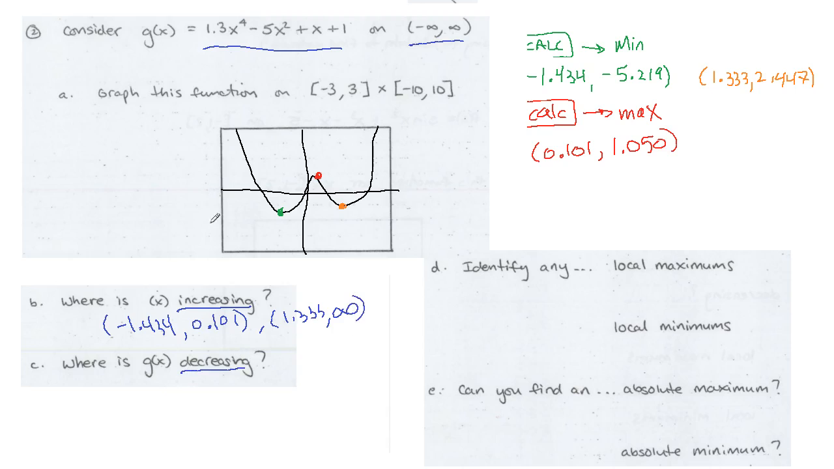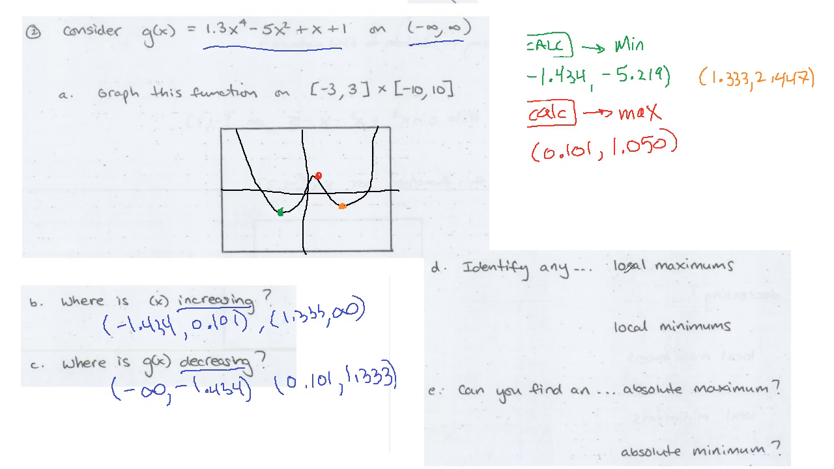The decreasing intervals, there's two of them. The function decreases from here to here, and the function decreases from here to here. To describe this region, that's happening from x being negative infinity to the x value of this green point, negative 1.434. The function decreases again from this red point down to this orange point. So the red point's x value is 0.101 to 1.333.